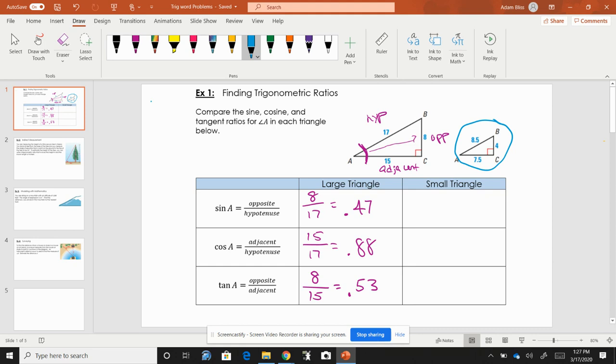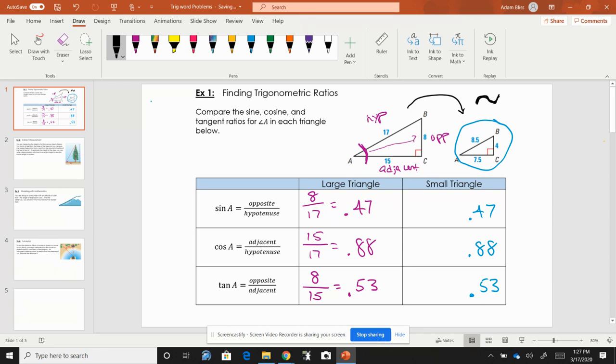All right, welcome back. Hopefully you paused it and tried it out for yourself. But you guys should find out that you got the same exact numbers for the tangent, cosine, and sine of angle A for the small triangle, because the big triangle is twice as big as the small triangle. So that means these two triangles are similar triangles. Right? And you guys probably learned in a previous lesson that similar triangles are going to have the same trig ratios. All right. So that was our quick review.